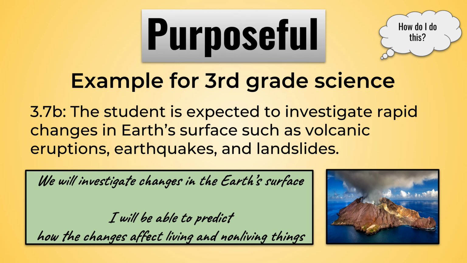Okay, so I want to give you a really good example for how this could look, and I put it into the context of a third grade science class. I looked over the TEKS. I found one that I think will work nicely. The TEKS is 3.7b. As a reminder, the SE, or the student expectation, is just the 7b part. It says the student is expected to investigate rapid changes in the Earth's surface, such as volcanic eruptions, earthquakes, and landslides. Pretty fun topic.